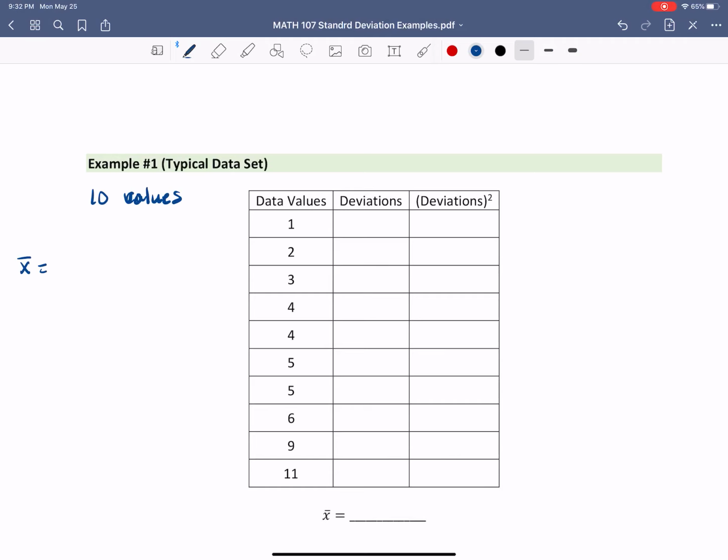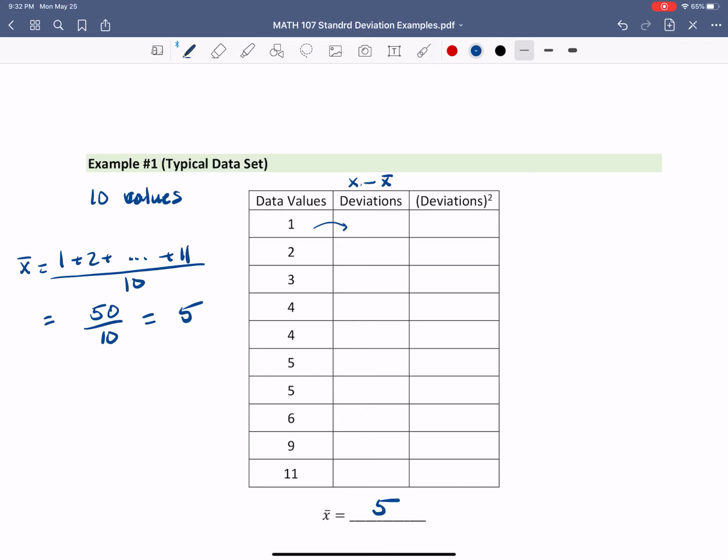and dividing by the number of values. Now, I encourage you to do this on your own, but the sum is going to be 50, which means the mean is 5. So who knew that this would work out well, right? So the deviations are going to be every x value minus x bar. Okay, so we're basically going to subtract 5 from each value.